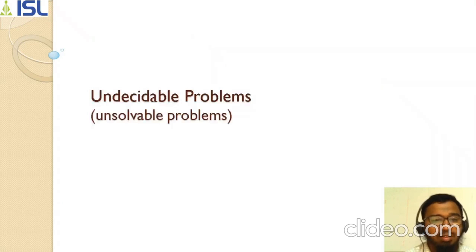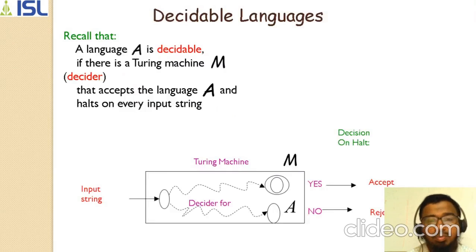Let's see the undecidable problem. That is nothing but an unsolvable problem. In normal terms, we can say that it is an unsolvable problem. We cannot solve that problem. So the first one is the decidable language.